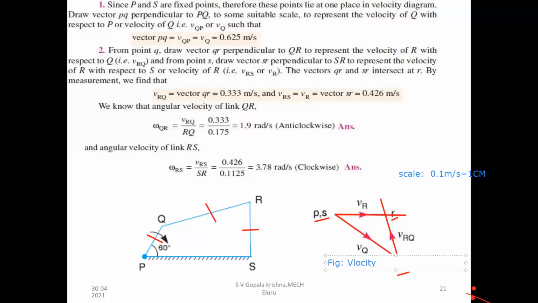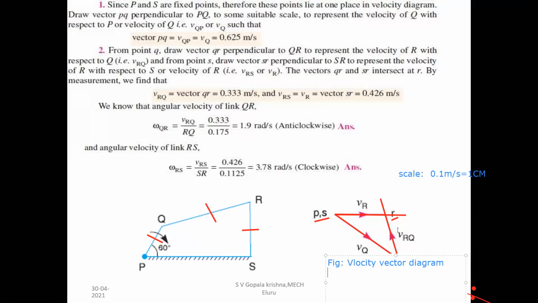Velocity vector diagram. Now we are going to find out the unknowns in this. How do we find the unknowns? VQP is already known, and the other values are the unknowns, that is, the QR and RS velocities.